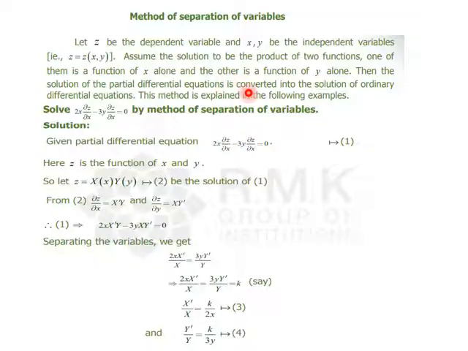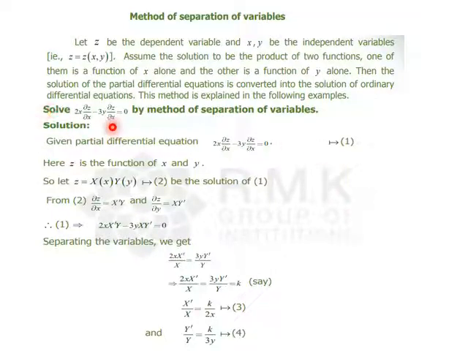Then the solution of the partial differential equation will be converted into a solution of an ordinary differential equation, and then we separate the variables, X on one side and Y on the other side, do integration and finish. This is how we solve. I'm going to explain it with an example.